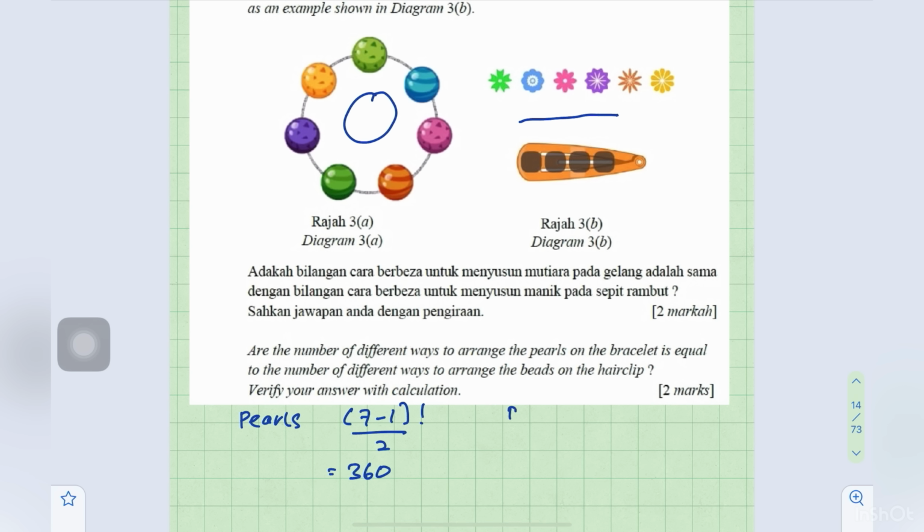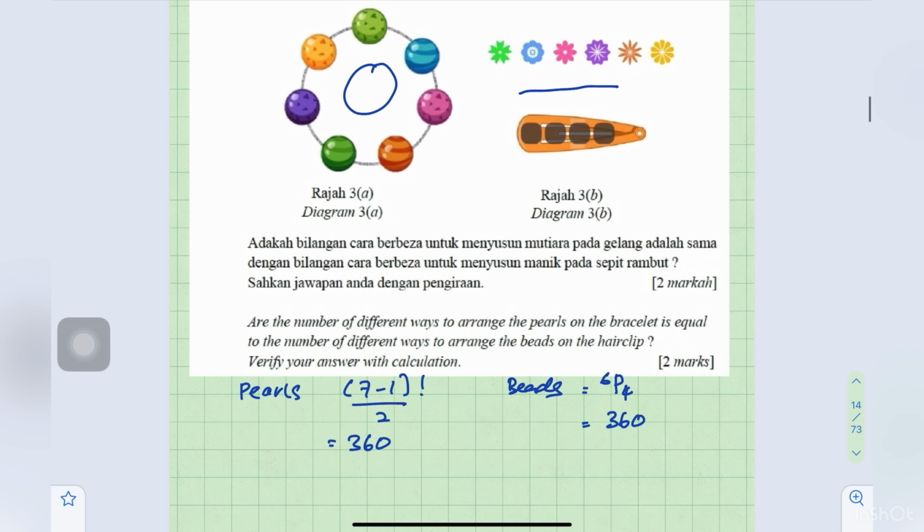Okay, for the beads, the beads are on a hair clip in a row, but only 4 are needed. So this is 6P4, which equals 360 as well. So just now they asked whether the number of different ways is the same or not. Therefore, yes, the answer is yes, the same.